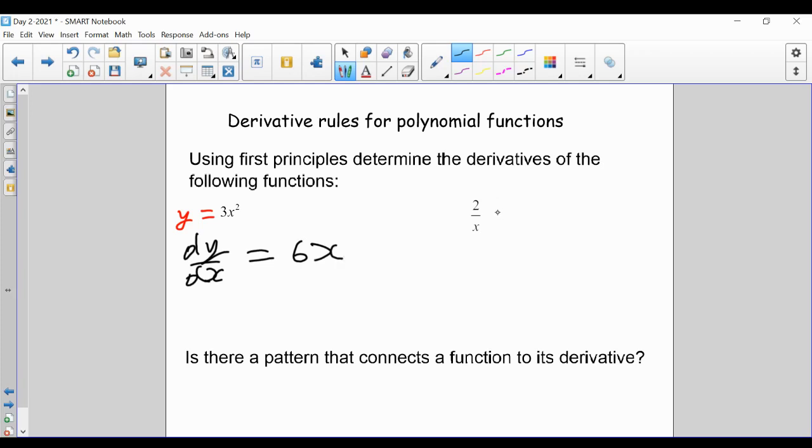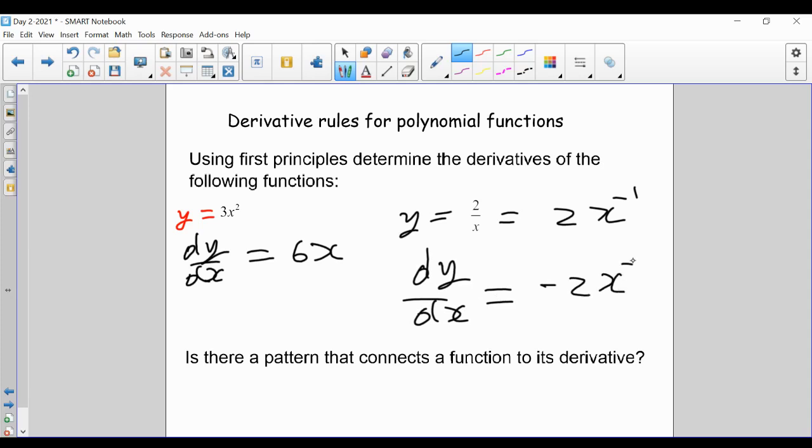And I'm going to change this up a little bit. Instead of saying 2 over x, one of the things that you're going to find very useful when doing derivatives is that when the denominator has a variable in it, you can sometimes make that into a numerator. So I'm going to call this 2 times x to the minus 1. I'm hoping that makes sense, because x to the minus 1 means the same thing as 1 over x. So 1 over x times 2 will be 2 over x. So in that case, the dy dx would be equal to minus 2x to the minus 2.